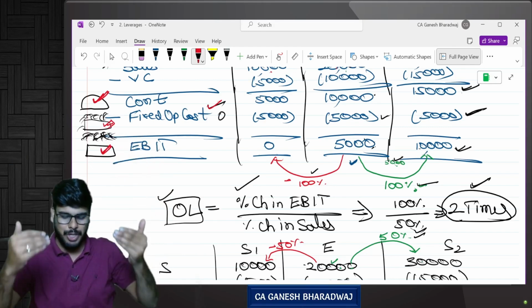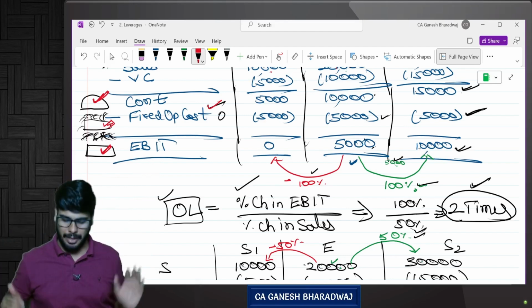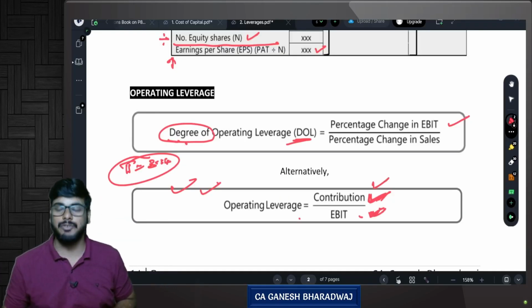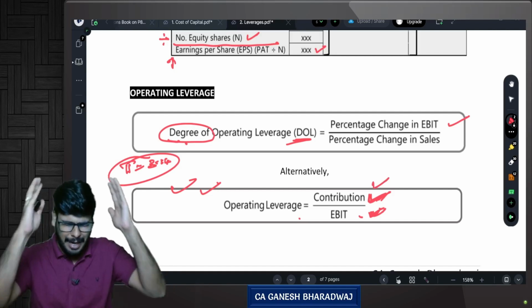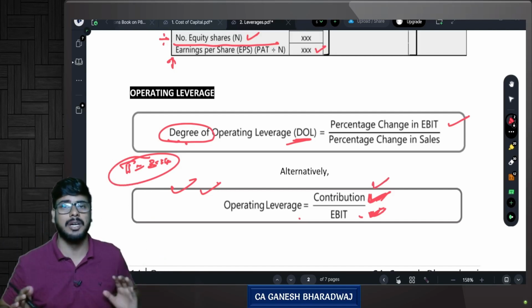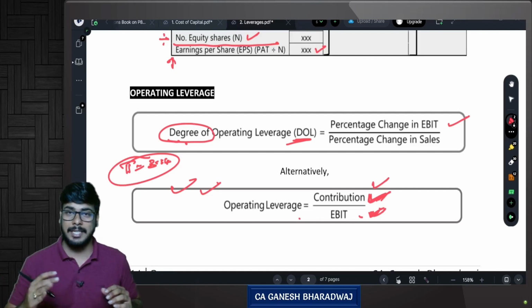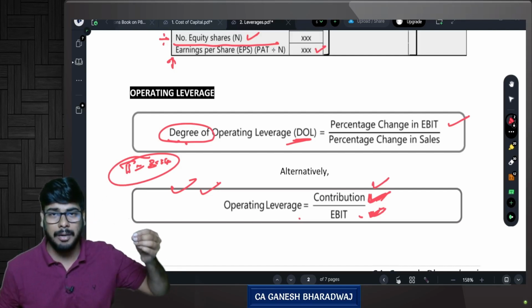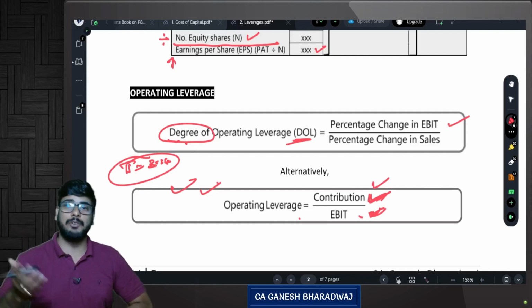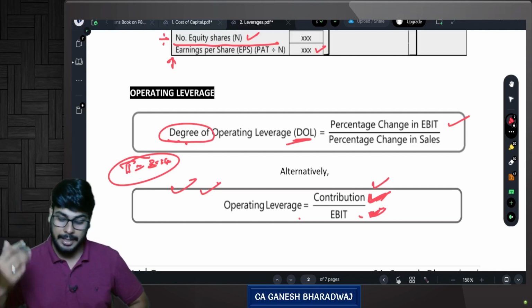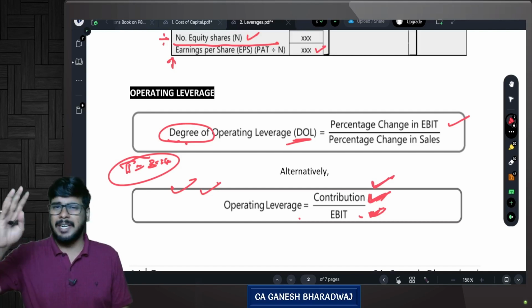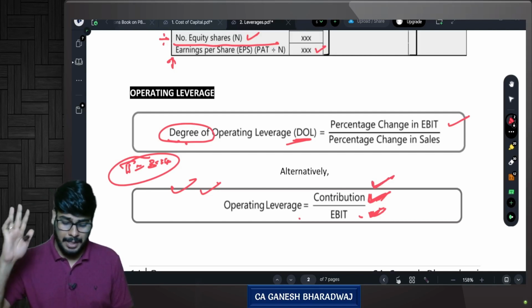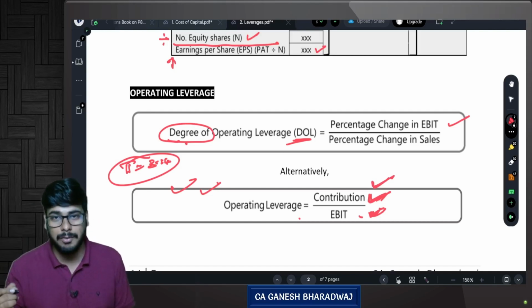Simple, contribution divided by EBIT. This is the formula that you need to remember. Are you clear with this, guys? Imagine the sandwich or whatever you call this burger. This is a mathematically provable formula. If you have the time, maybe you can try it by yourself, or if you have watched the regular lectures, well and good. But it is not required for the exam. Don't worry about it. No one is going to ask you to derive the formula for operating leverage.